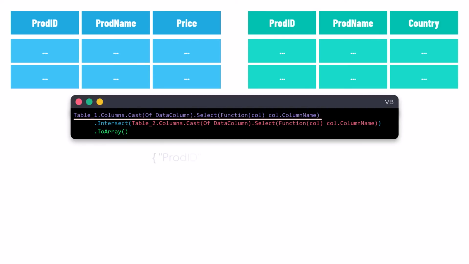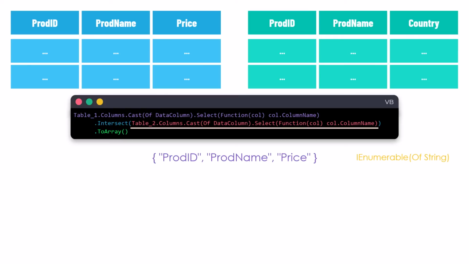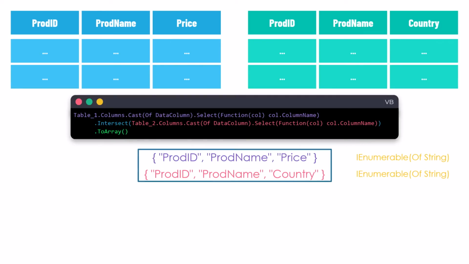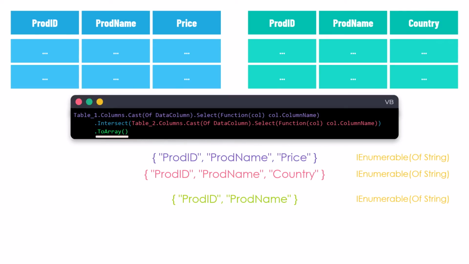This sequence will be the following collection, which contains the column names of the first table. It's an IEnumerable of string. The second sequence works exactly the same as the first one, but here we get the column names of the second table. It's also an IEnumerable of string. This means these collections are now the sequences we want to query. Using the Intersect method we get the following collection, which contains only the common column names in both tables. This will also be an IEnumerable of string. By using the ToArray method we convert this IEnumerable to an array of string. This is how to use the first overload of the Intersect method.